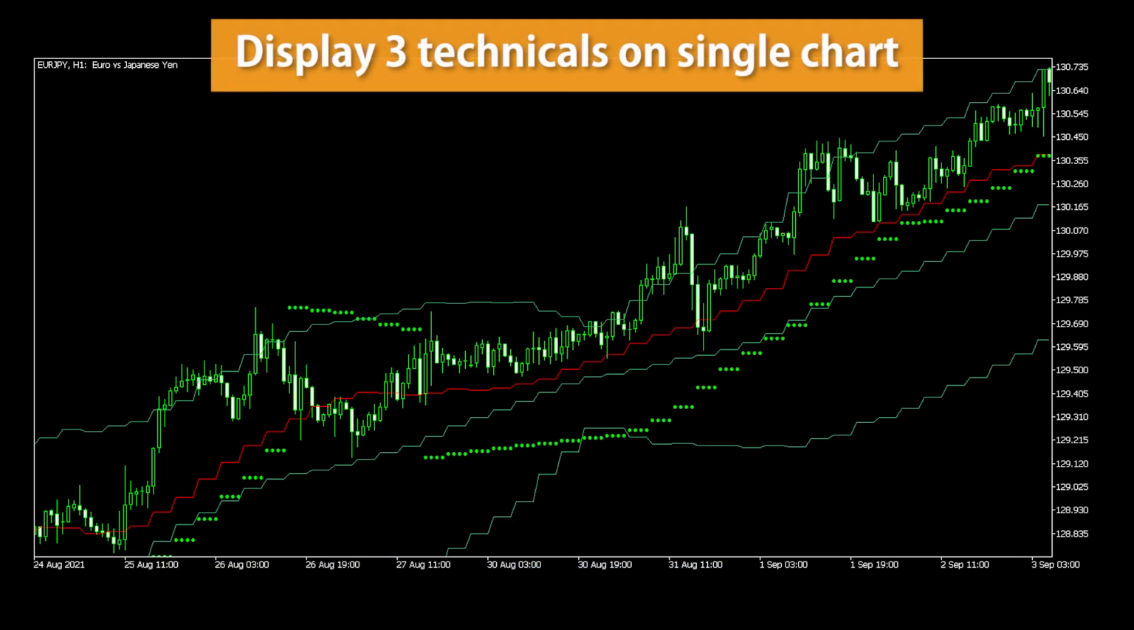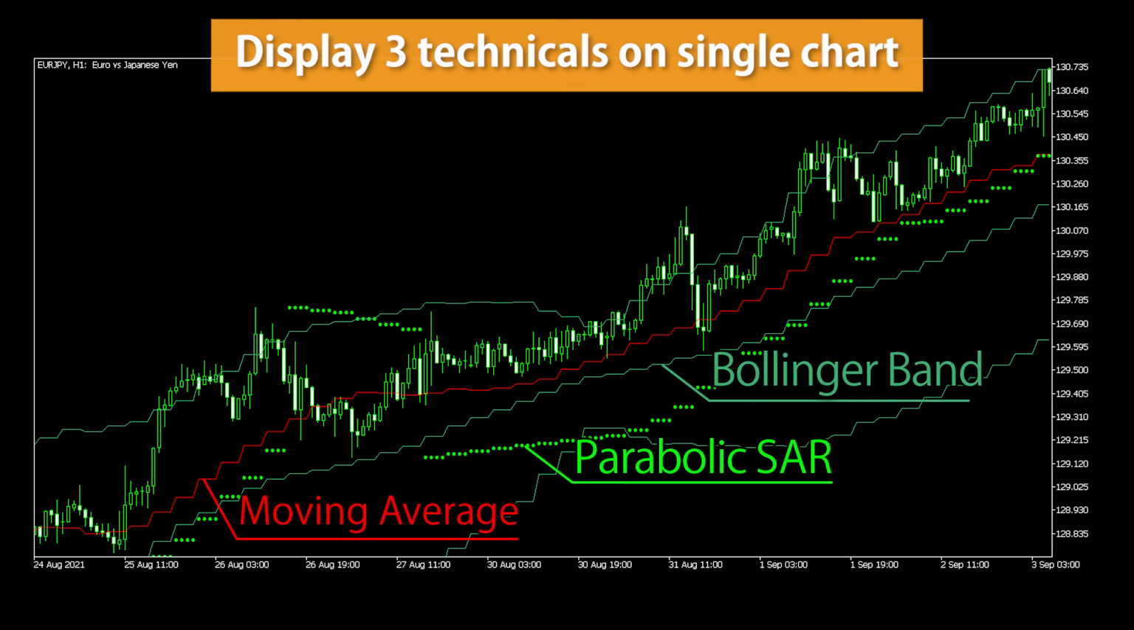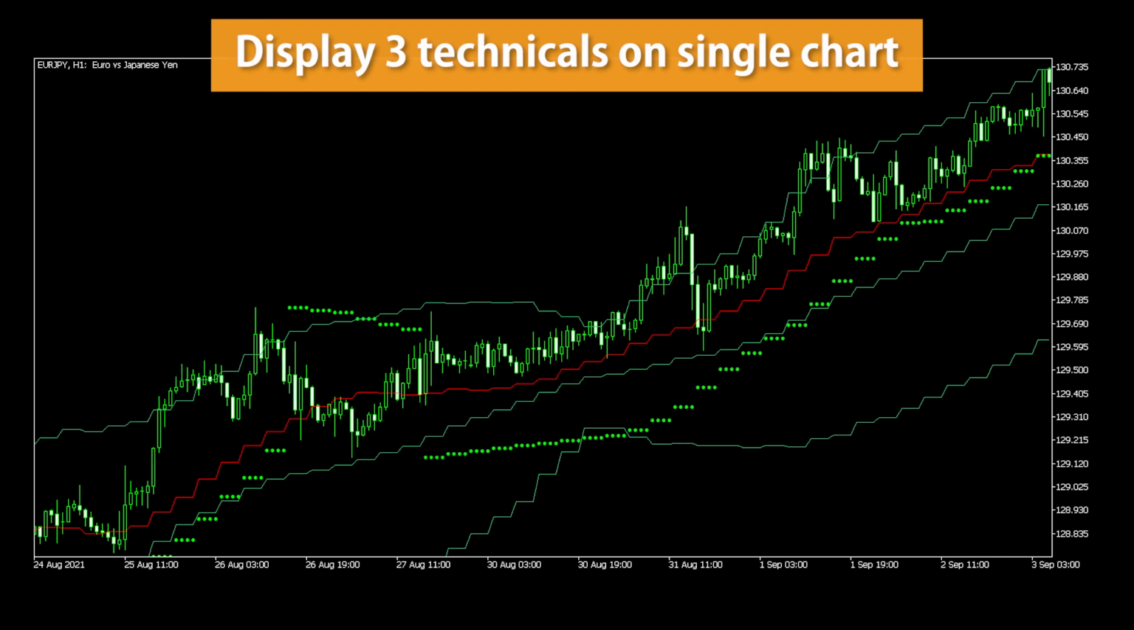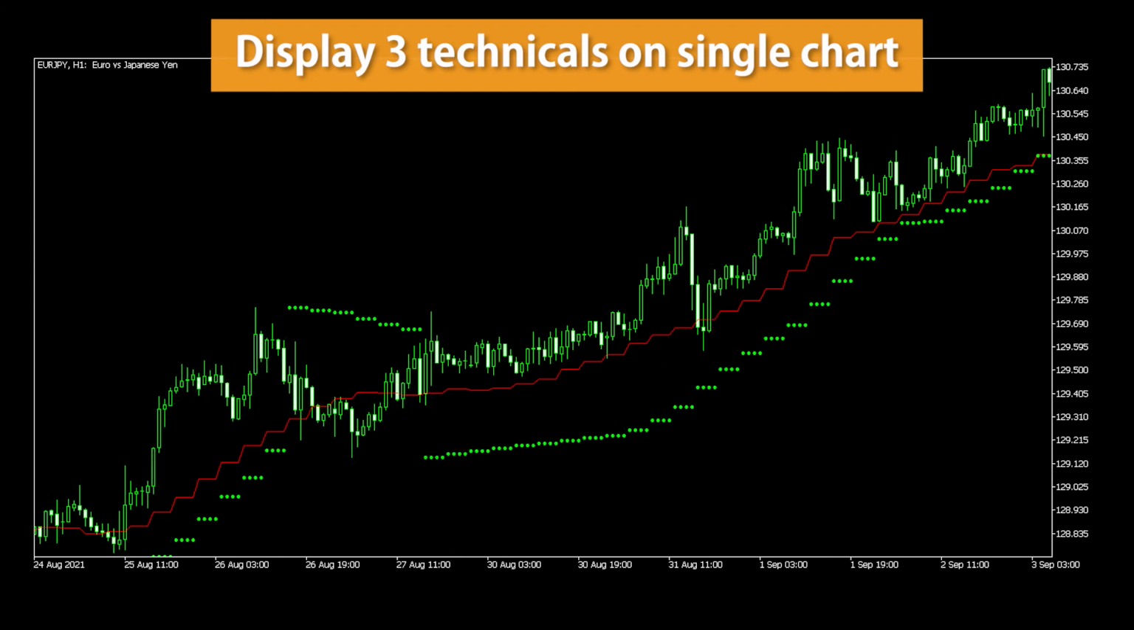This indicator allows you to display 3 different technicals on the chart, helping you catch signals of a strong trend. It's a flexible tool that lets you customize the indicators you want on your chart.